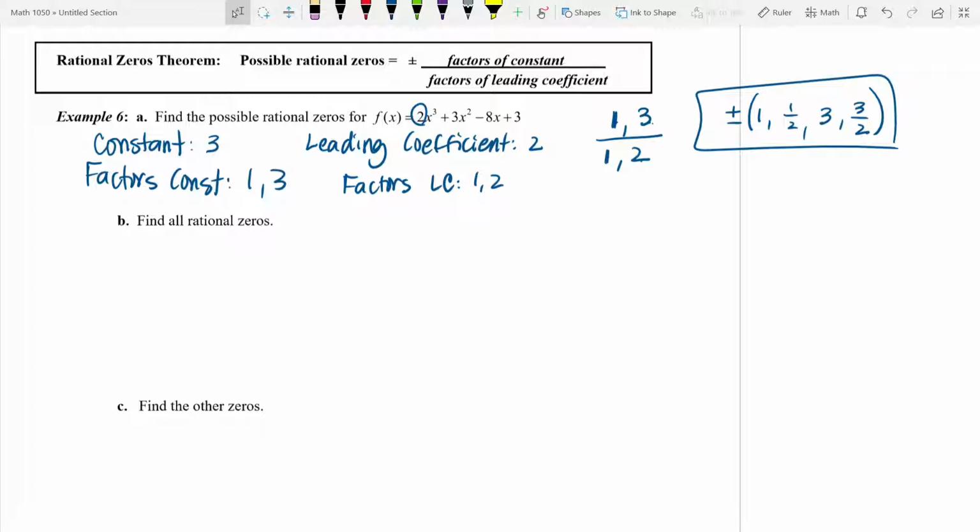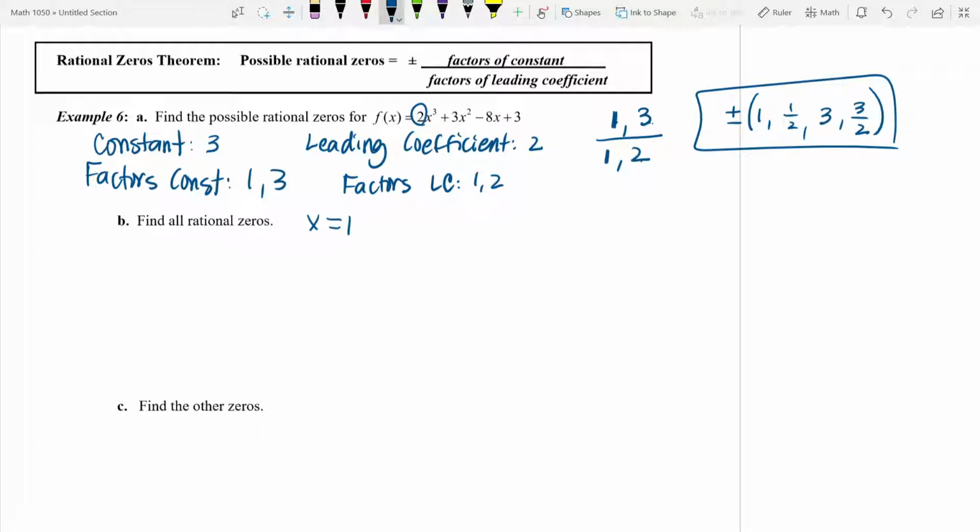1, store, enter. Then go 2, memory bar, enter, raise it to the 3rd, plus 3, memory bar, enter, x squared, minus 8, memory bar, enter, plus 3, enter, and the 1 worked. Was that a 1? Yes. So everybody go, x equals 1.